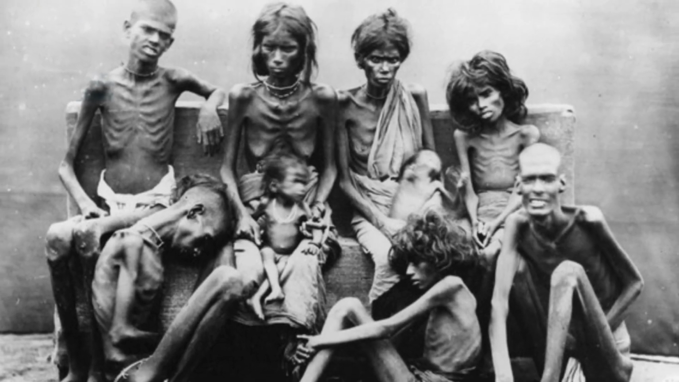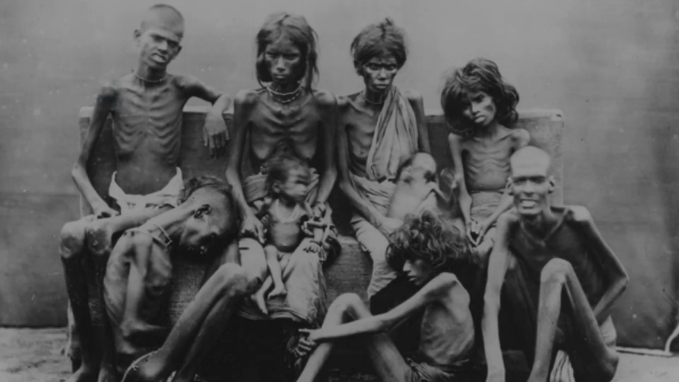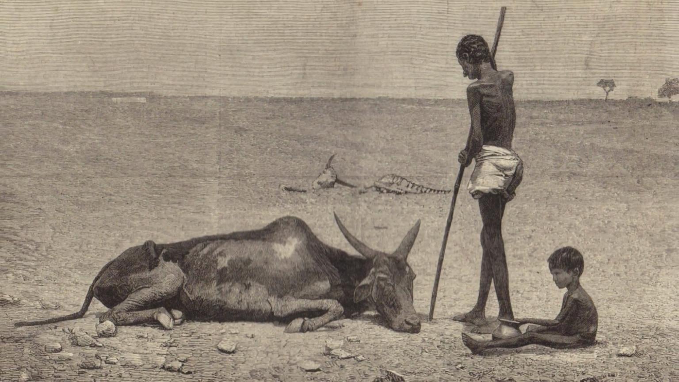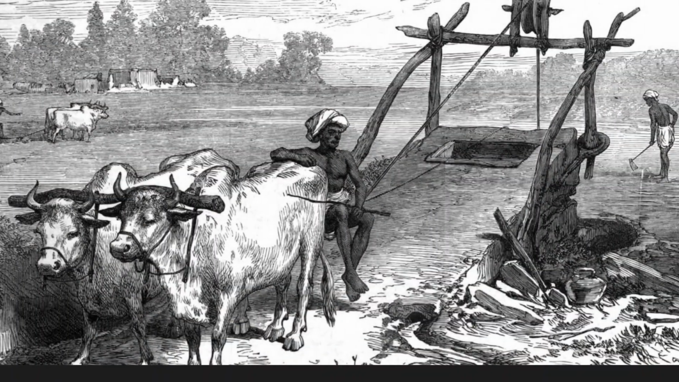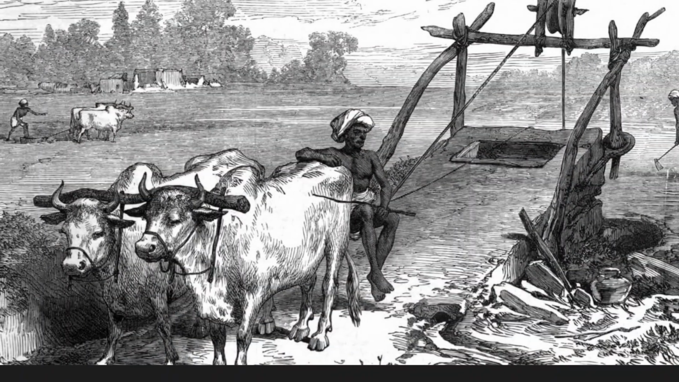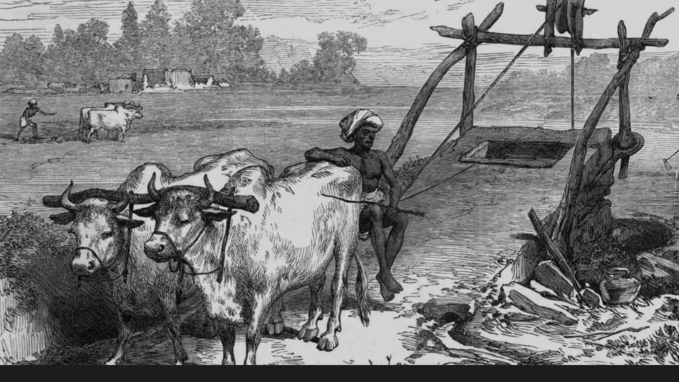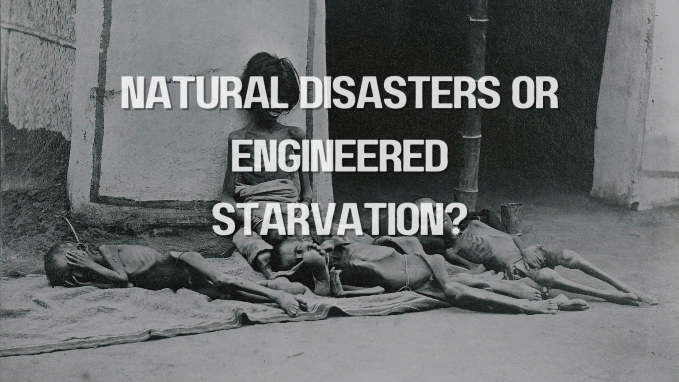For a long time, the story you'd hear was that these were just tragic, unavoidable natural disasters. The result of droughts and bad harvests. But the sources we're looking at today pose a much, much darker question. Were these famines actually created and made way worse by deliberate colonial policy? So let's dig in and see what the evidence says.